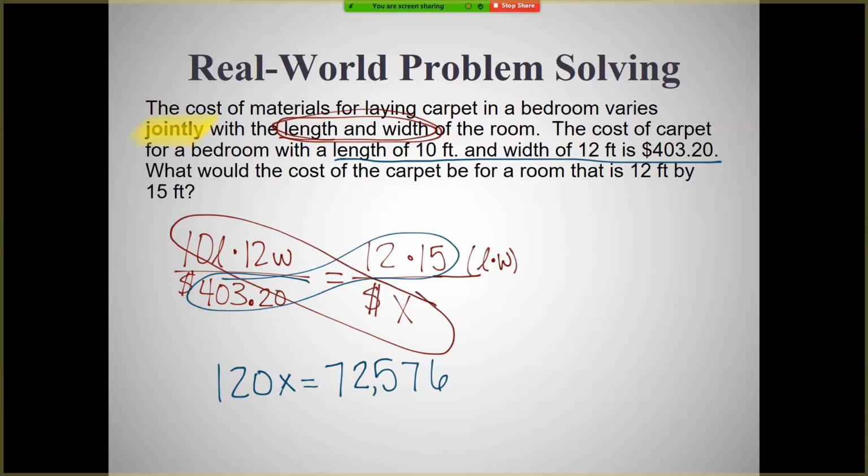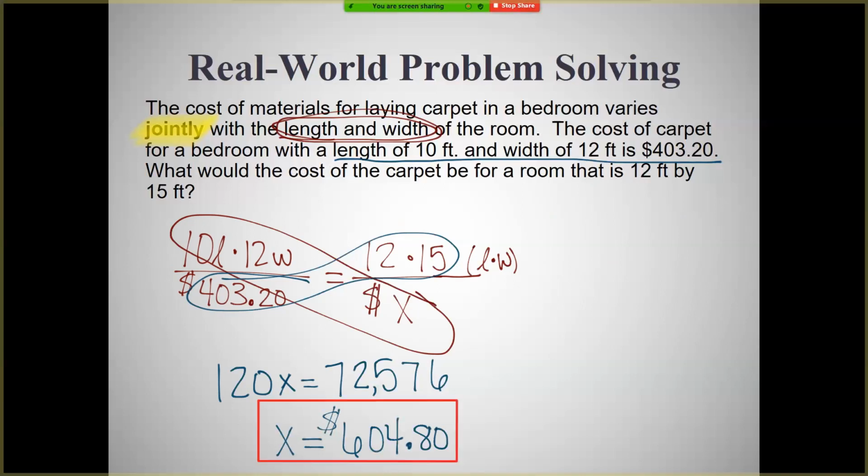To get x by itself, I'm going to divide both sides by 120 to get an x value of $604.80. Keep in mind, x was estimating the cost, so I'm going to put my dollar sign back with it, or you can put dollars at the end. So notice for all of these, we've had some kind of label, be it dollars, be it miles, be it gallons of gas, something. Questions on this one?